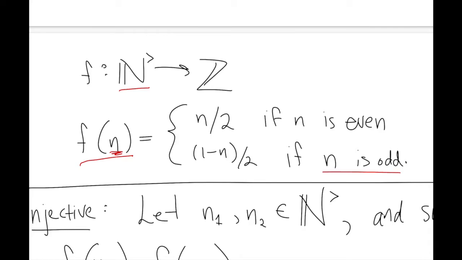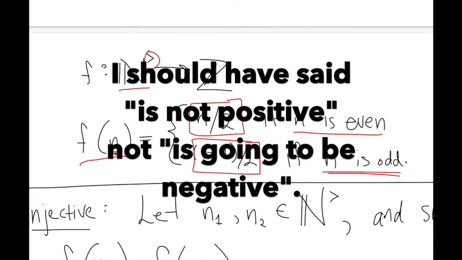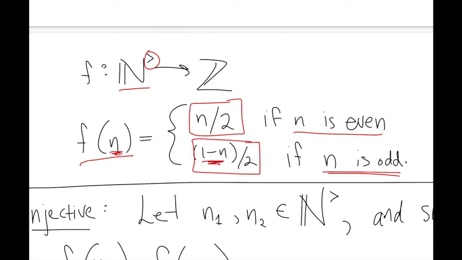We can see that by looking at, well, let's say I plug in a positive number, then that positive number divided by 2 is going to be positive. So if n is even, then f of n is going to be positive. On the other hand, if n is odd, then I've got 1 minus some number divided by 2. And since we're looking at numbers that are greater than 0, 1 minus any number in the natural numbers that's greater than 0 is going to be negative. And so this thing is going to always be negative. Negative divided by a positive is going to give me a negative number.